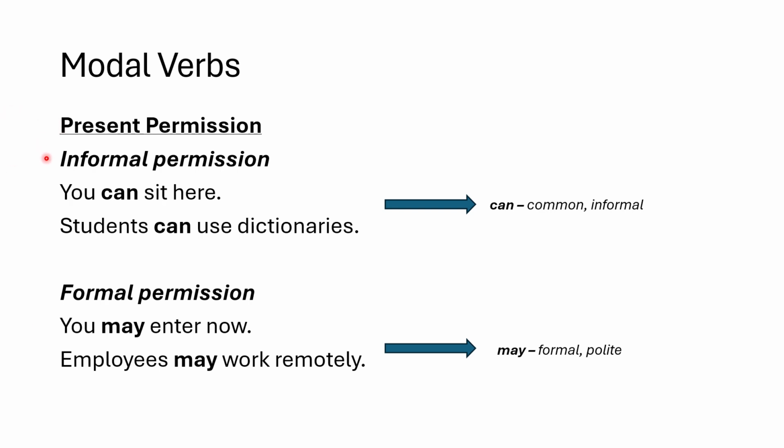Present permission, informal. You can sit here. Students can use dictionaries. Can is common and informal. Formal. You may enter now. Employees may work remotely. May is formal and polite. Can is most common in spoken English. May is often used in rules, notices, and formal situations.